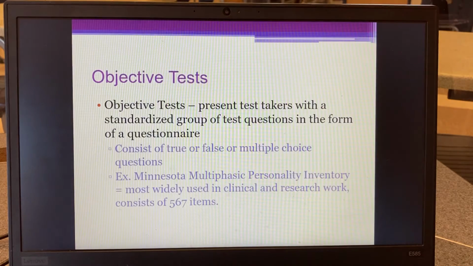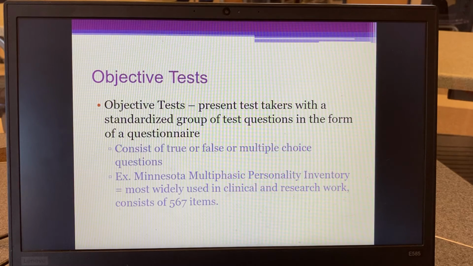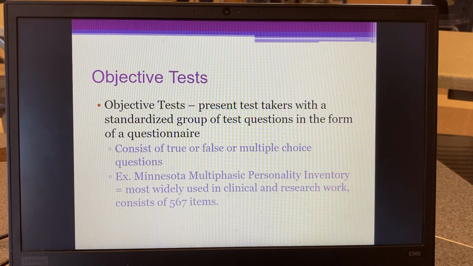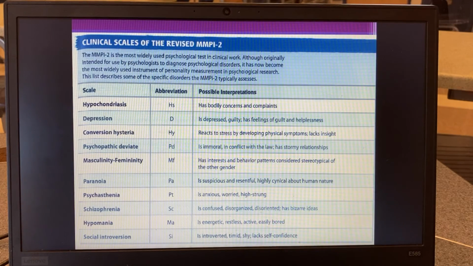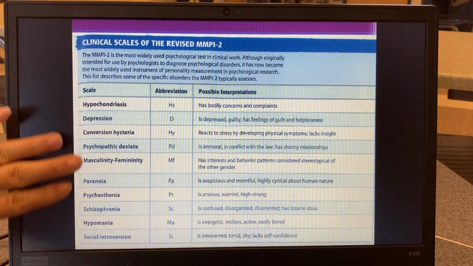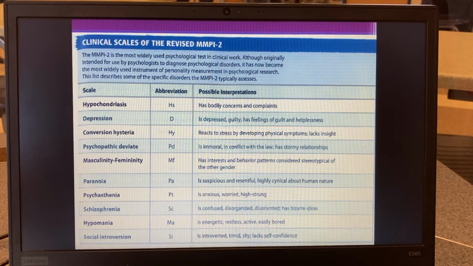Within that, you've got your personality tests. Now these, we have the objective, specific, it's a questionnaire, objective tests, true and false, multiple choice. The most widely used, as you can see, is the Minnesota Multiphasic Personality Inventory. But again, you can go almost anywhere and find personality tests. And the MMPI is going to be the most widely used by psychologists, and then some of the diagnoses are going to be right here.